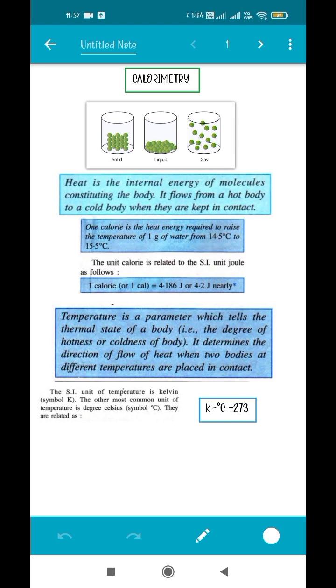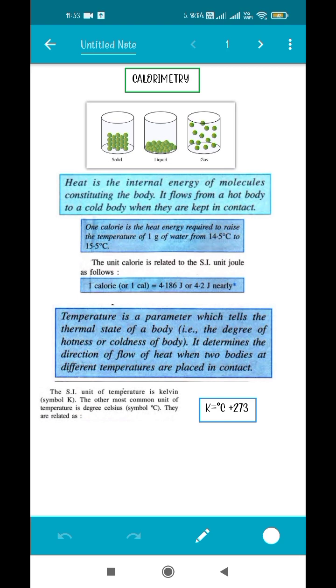1 calorie is the heat energy required to raise the temperature of 1 gram of water from 14.5 degrees Celsius to 15.5 degrees Celsius. So what is 1 calorie? Calorie is the CGS unit of heat and the SI unit is joule, because heat is a form of energy itself. So 1 calorie is the heat energy which is essential so that the temperature of 1 gram of water is increased from 14.5 degrees Celsius to 15.5 degrees Celsius. That means the change in temperature is 1 degree Celsius.